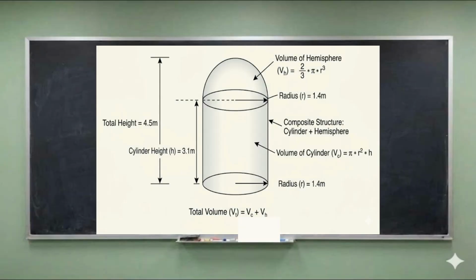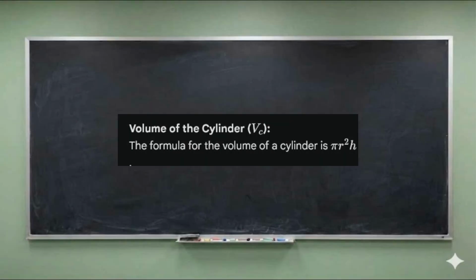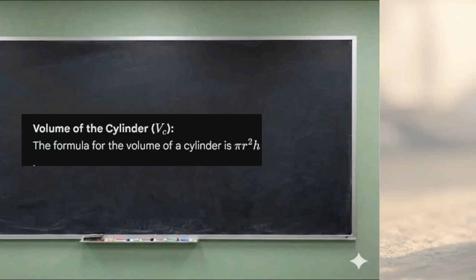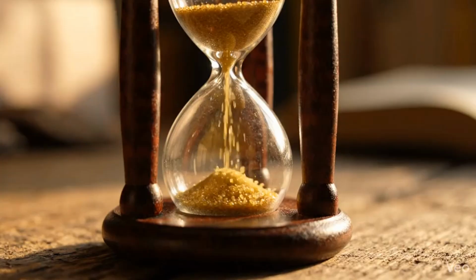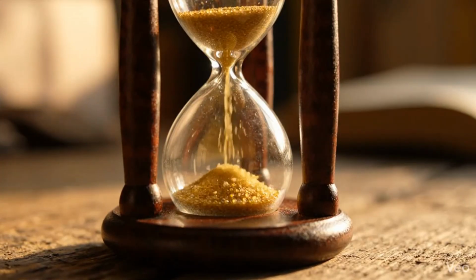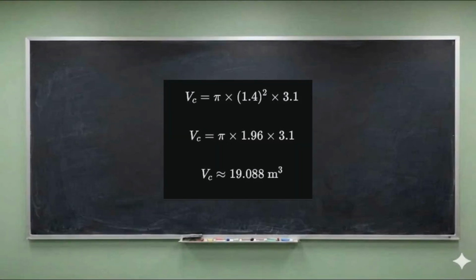Step 4. Calculate the volume of the cylinder. The formula for the volume of a cylinder is pi r squared h. Using the calculated height of 3.1 meters and the radius of 1.4 meters, let's substitute the values into the formula. Take a moment to solve the calculation. Vc equals pi times 1.4 squared times 3.1, which results in 19.093 cubic meters.